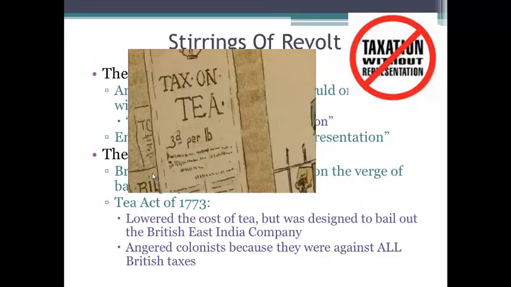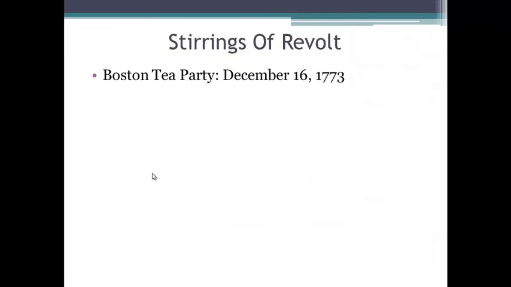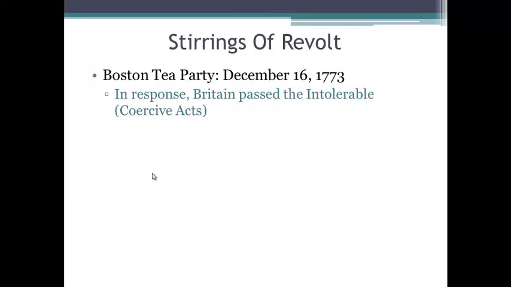Why? Because they were against all British taxes. They didn't care that this tea was now cheaper. They were upset with taxes, period. So they continued to buy smuggled tea, and that even led to the Boston Tea Party in December of 1773, in which Americans board ships and dump all this British tea into the Boston harbor. Britain is furious with this, so they pass something called the Intolerable or the Coercive Acts.